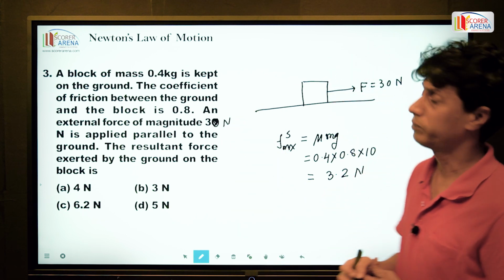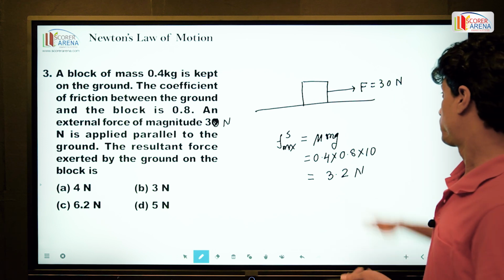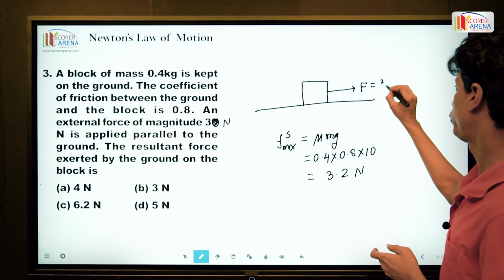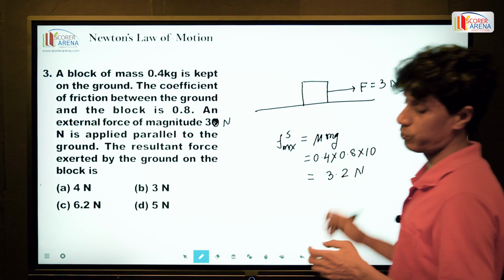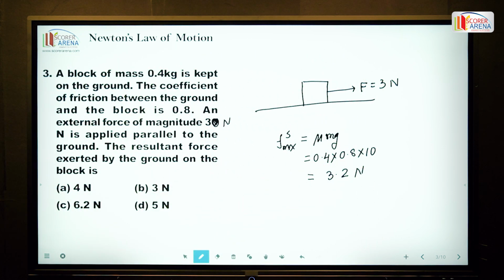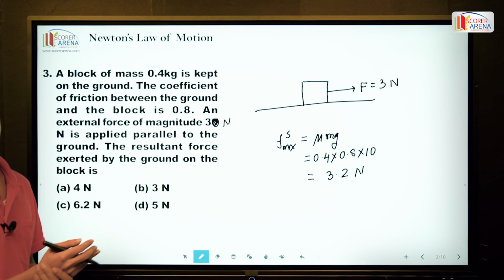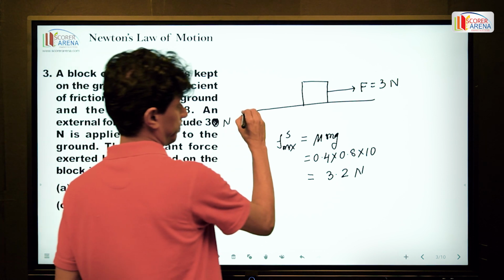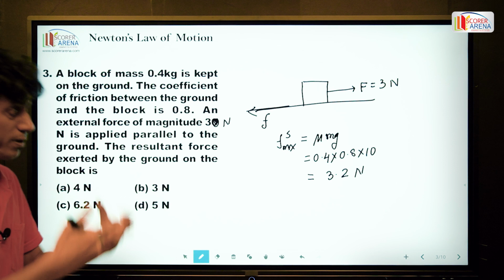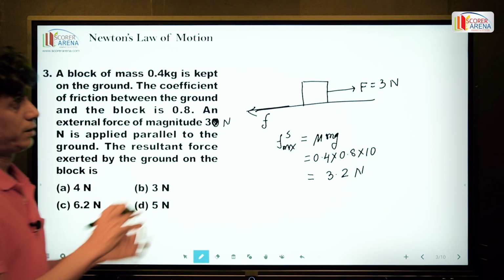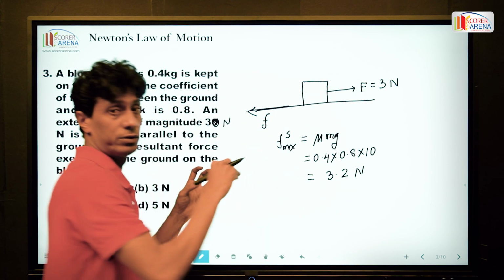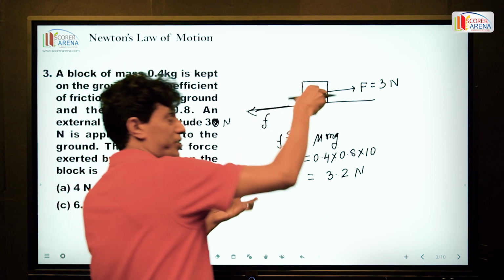This should be 3 Newton. This force is not 30 Newton, it is actually 3 Newton. Since the force acting on the body, 3 Newton, is less than the maximum static friction, here the friction is not at the condition of maximum static friction. This force is 3 Newton, so friction adjusts itself as per the action given on the body.